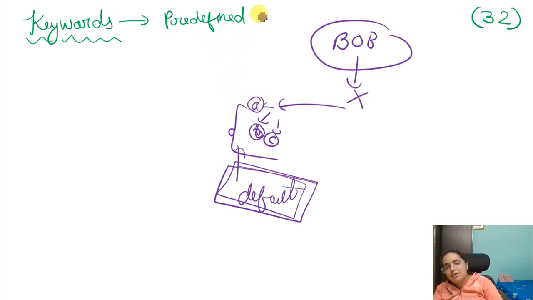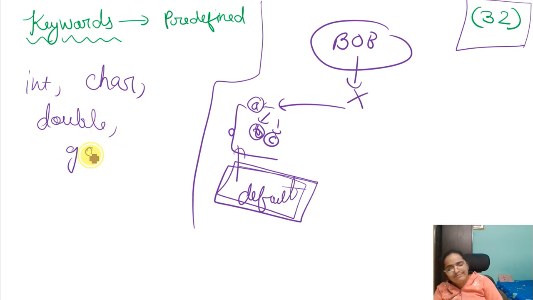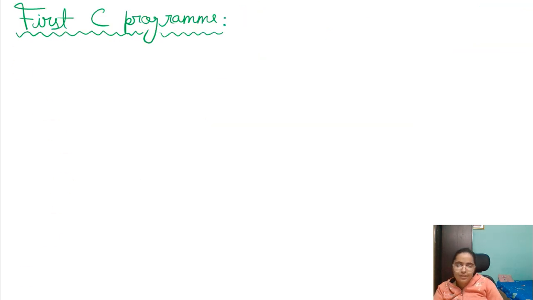Now this is the part that keywords handle in C. There are a total of 32 keywords. It includes int, char, double, goto, if, and else. Now, the next thing we are supposed to do is our first C programming code.